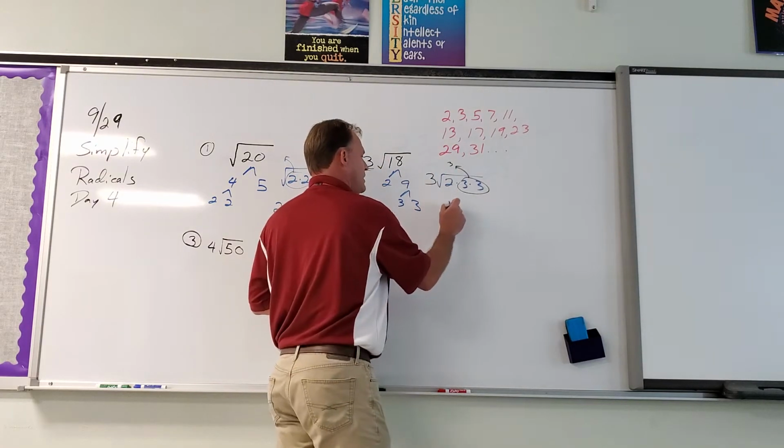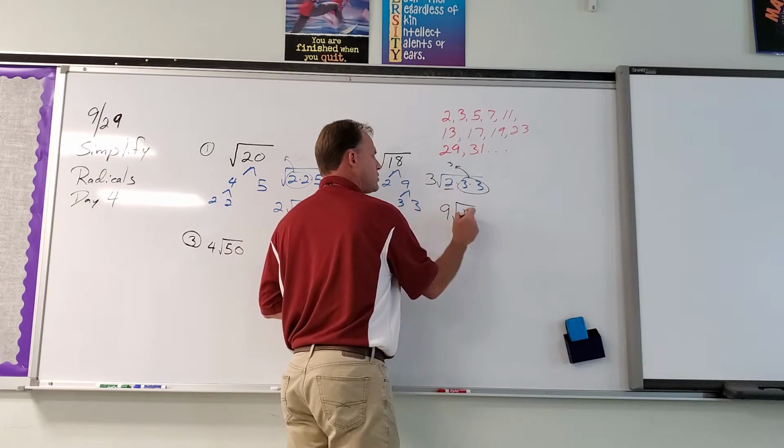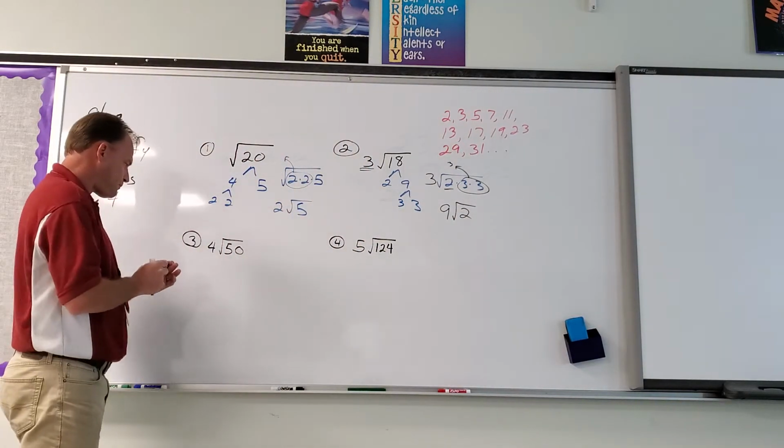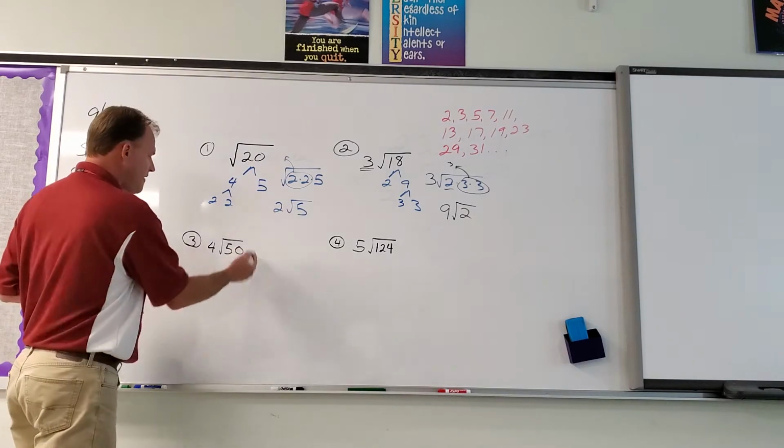So 3 times 3 gives me 9. 2 has no partner, 2's left in the radical. 9 root 2. So here we go again. 50.